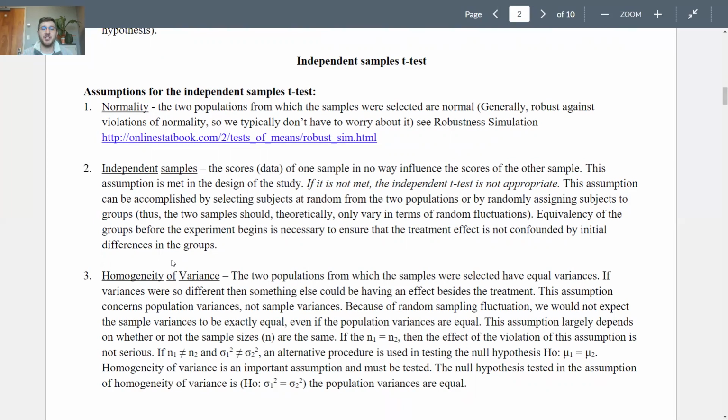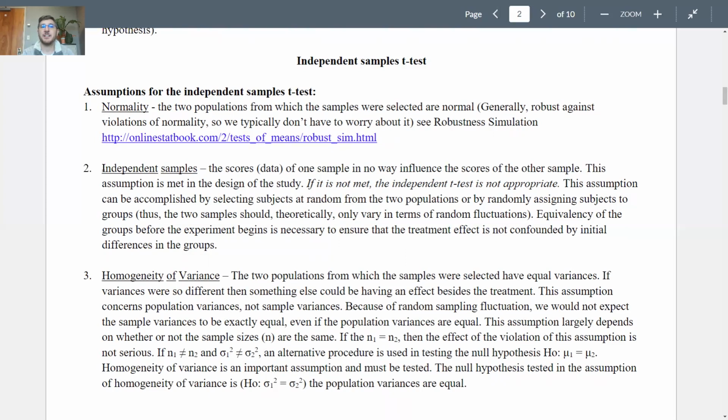So typically we're not too worried about this, especially when we have a large enough sample. If our sample size is small and the data are maybe badly skewed one way or the other, then the independent samples t-test may not be appropriate for that case.